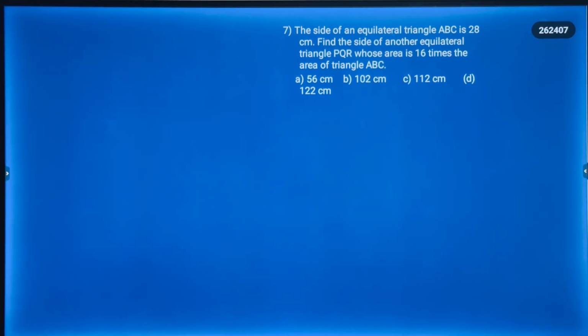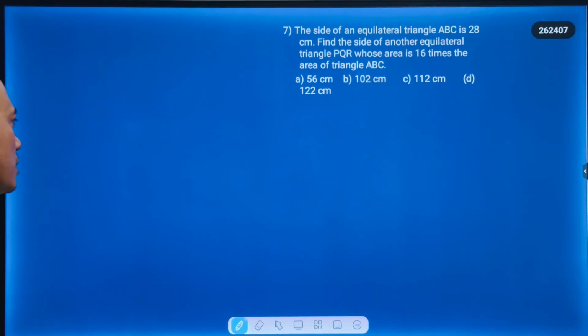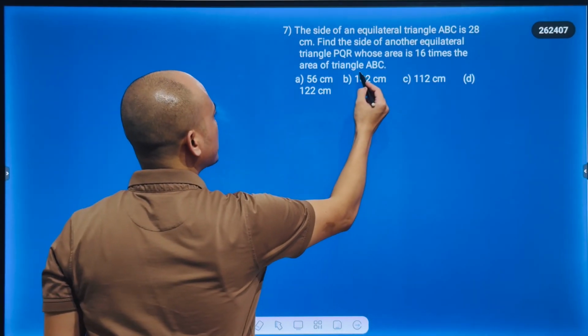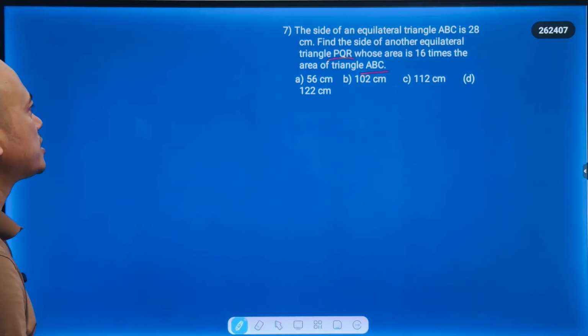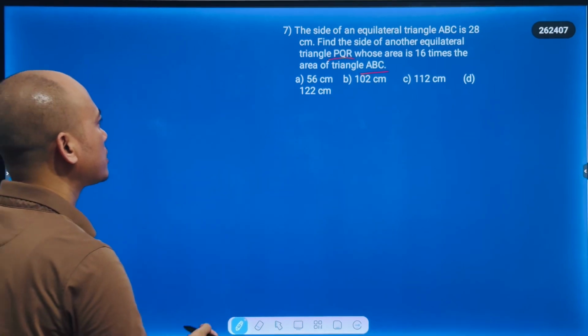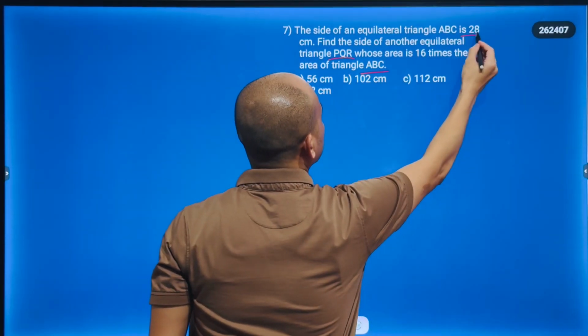Number 7, the side of an equilateral triangle ABC is 28 centimeter. Find the side of another equilateral triangle PQR whose area is 16 times the area of triangle ABC. So, two triangles are given, ABC and PQR. ABC side is given, which is equal to 28 centimeter.